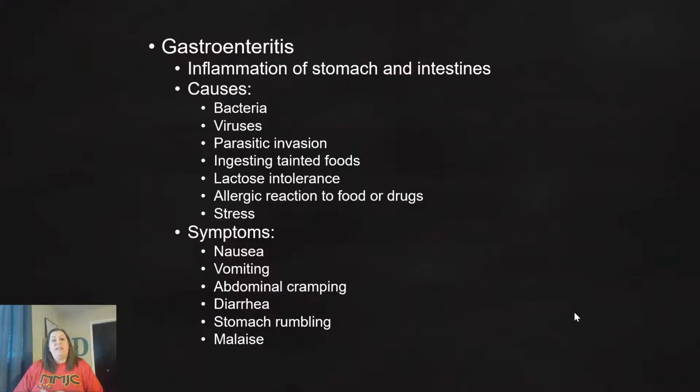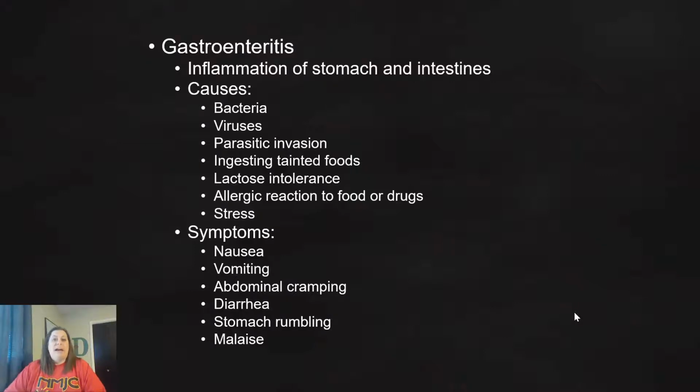The next one we look at is gastroenteritis. This is an inflammation of the stomach and intestines because gastro means stomach, enteritis means intestines. When we look at this, there can be lots of different causes of gastroenteritis. It could be a bacterial infection. It could be viral. We also could have a parasitic invasion, specifically like types of worms, whether they're round or flatworms. If you ingest tainted food, and so if it was contaminated, this would be a type of food poisoning.